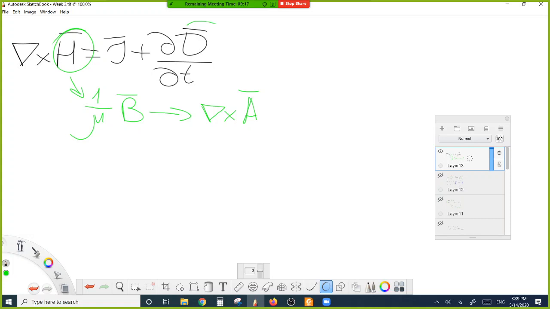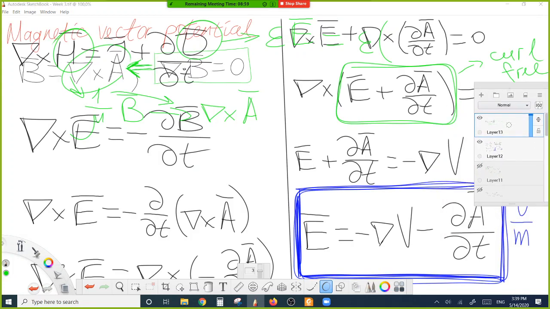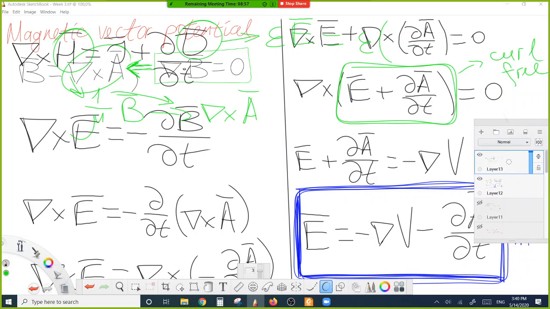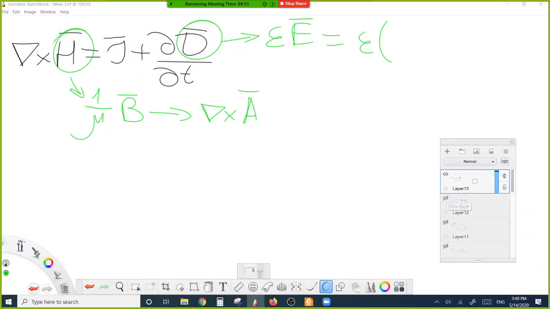And what is D? D is epsilon multiplied by electric field intensity E. And electric field intensity was defined by ourselves as equal to minus gradient of V minus dA over dt.